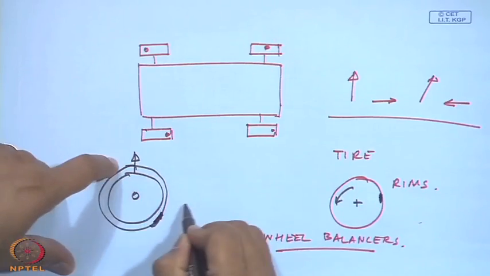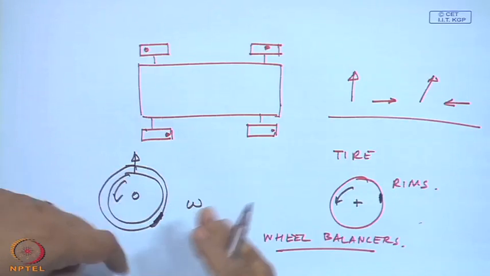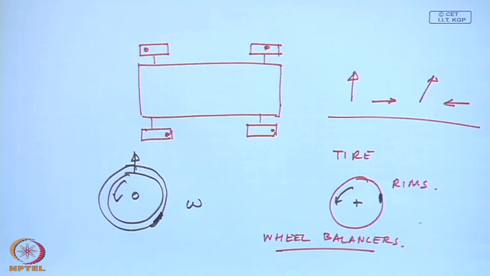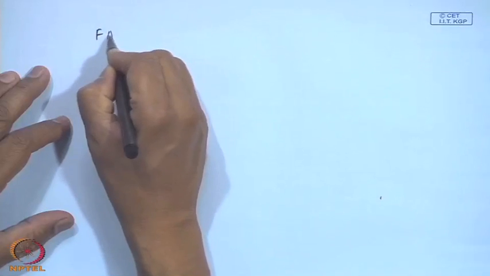Now imagine if this kind of thing rotates at very, very high speeds omega. The forces will be very, very high, and these forces are finally taken up at the supports. So bearings will be subjected to fatigue damage and will fail much more quickly. First is unpleasant ride quality in vehicles, and then bearings get subjected to fatigue load. This will not be good for the machine, or the cycle or automobile in this case. This is true for fans and blowers, particularly in industries.